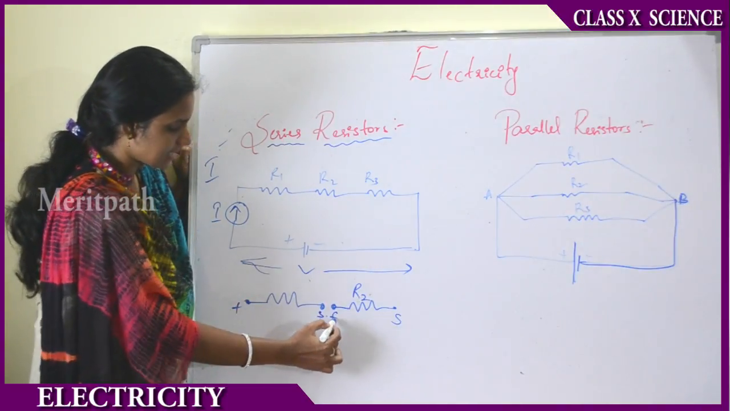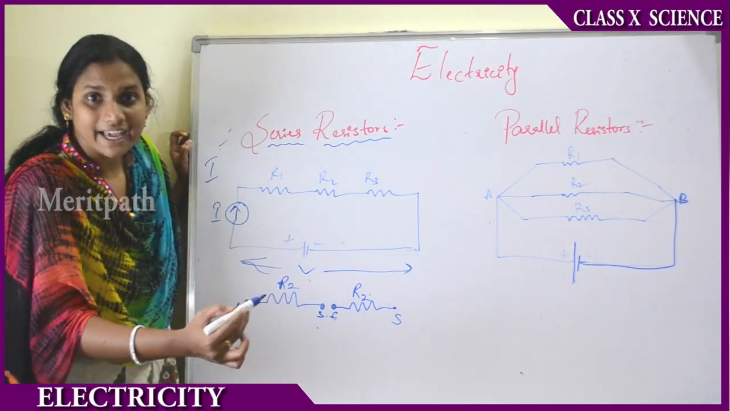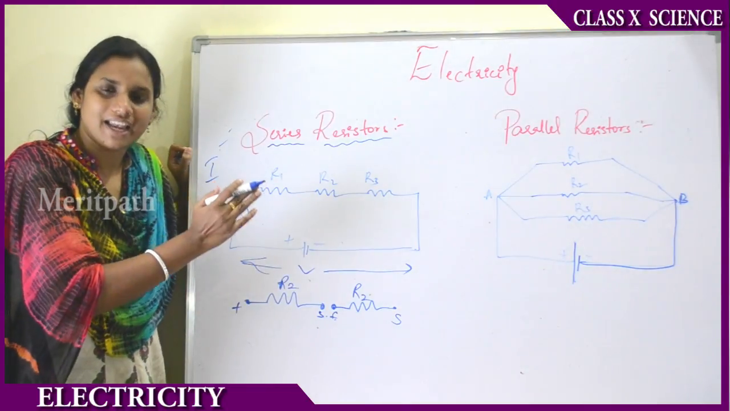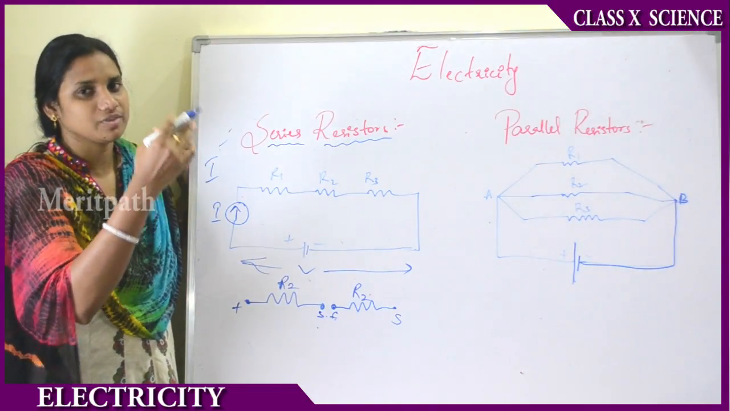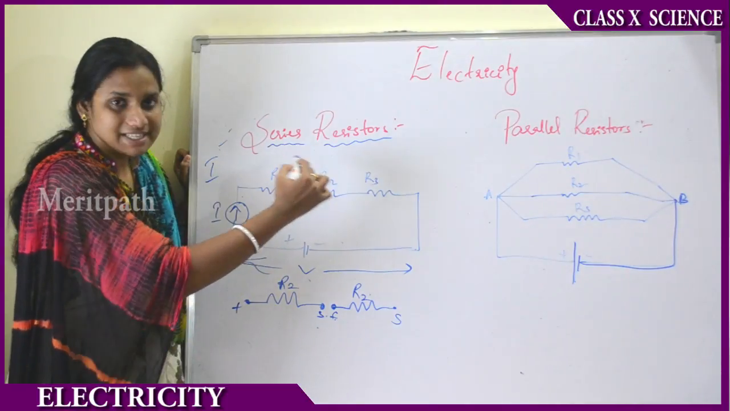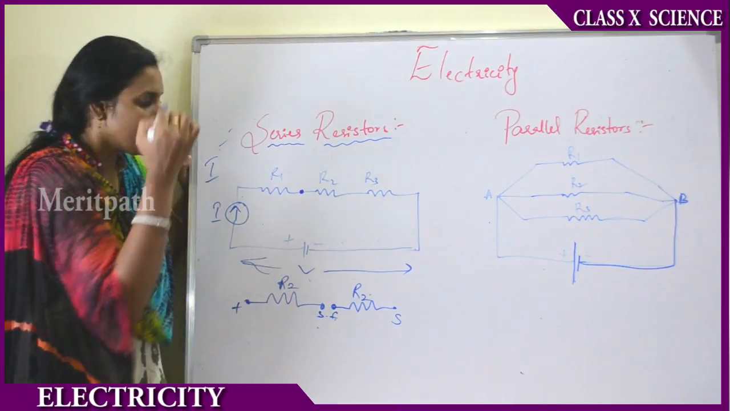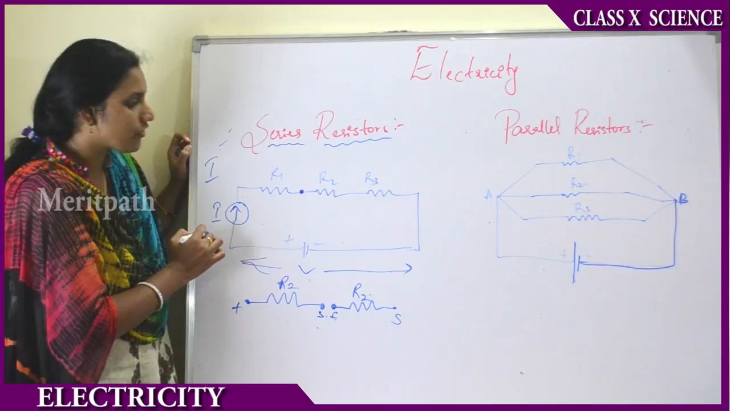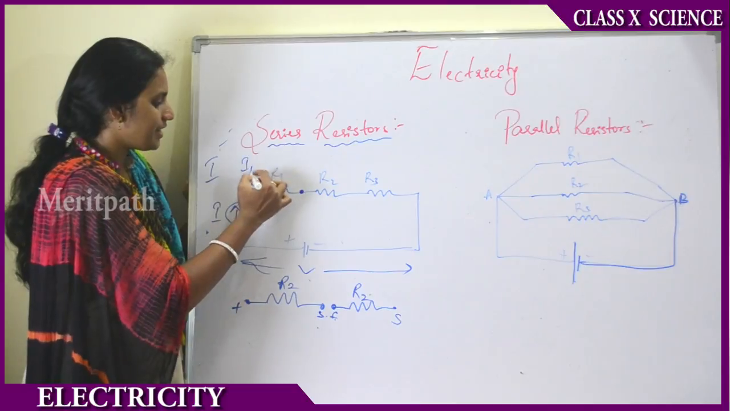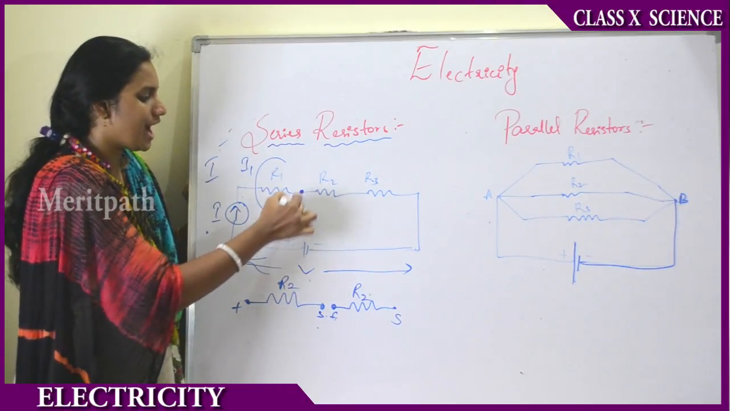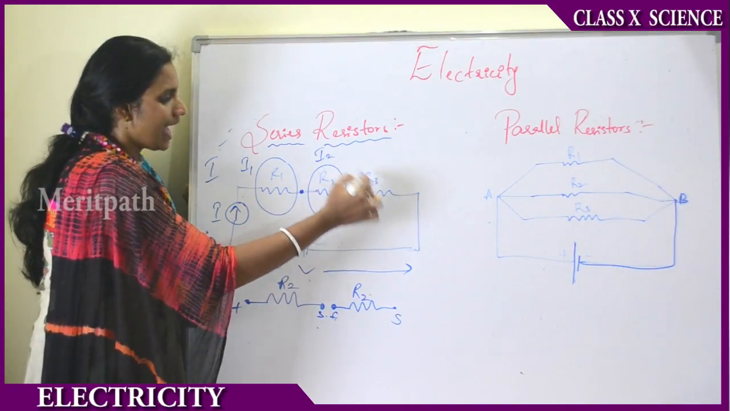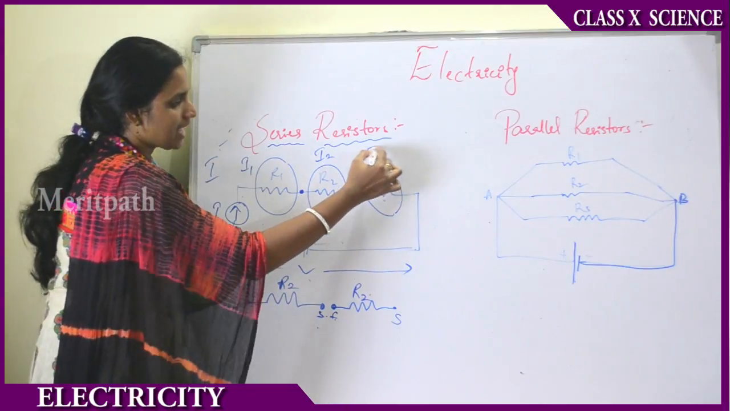The second end of R1 is connected to the first end of R2. Therefore this type of connection is known as series connection, that is the second end of the first resistor is connected to the first end of the second resistor. This process of connection of resistors in series is known as series resistors. Now the current flowing through R1 is I1, through R2 is I2, and through R3 is I3.